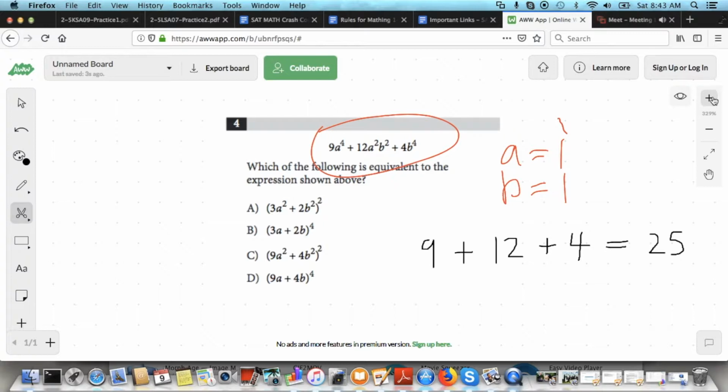All right. So when A is 1 and B is 1, the expression is 25. Now the question is, the correct answer choice should give us a 25 when we plug in a 1 for A and a 1 for B. Matthew, let me see you plug in a 1 for A and B in answer choice A.